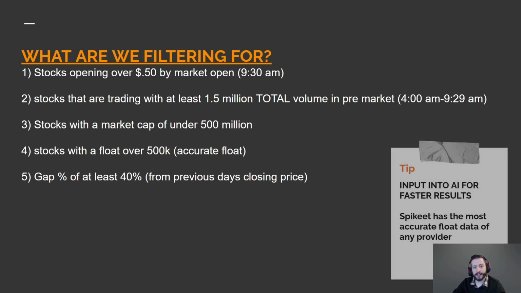The first being that the stock has to open above 50 cents a share. We don't want anything too cheap, like a 1 cent stock or a 2 cent stock, for example. We also need to have eyes on the stock as well. So we want pre-market volume of at least 1.5 million shares being traded, and that's from 4 a.m. to 9:29 a.m. just before market open.